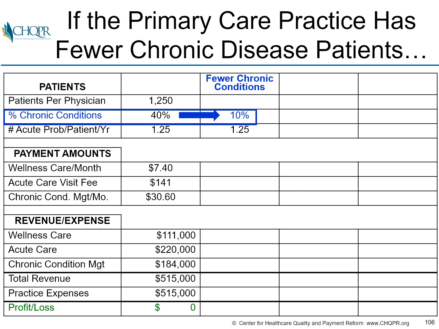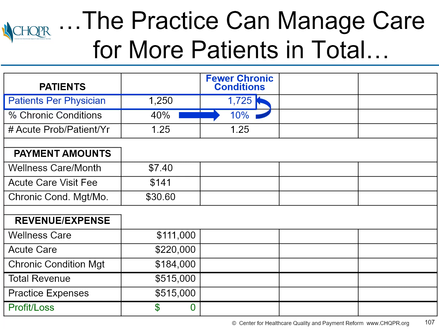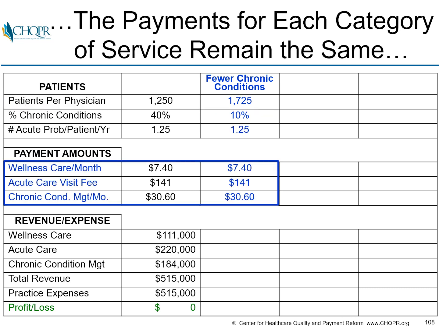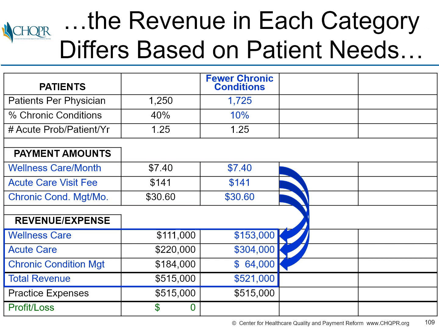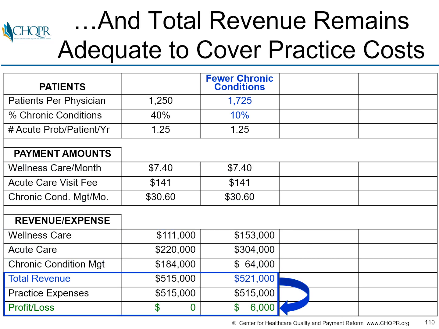What happens if a smaller percentage of the practice's patients have a chronic disease? If the patients are healthier overall, then the practice can take on additional patients. The payments for each type of service would be exactly the same, but the mix of revenues the practice receives would be different. Less revenue would be coming from the chronic condition management payments because there are fewer patients with chronic conditions. But there will be more revenue for wellness care and acute care services because there are more patients in total receiving care. Overall, the total revenues remain sufficient to cover the practice's cost, so there is no significant impact on the practice from providing care to healthier patients.